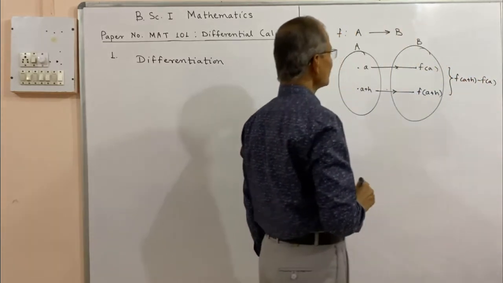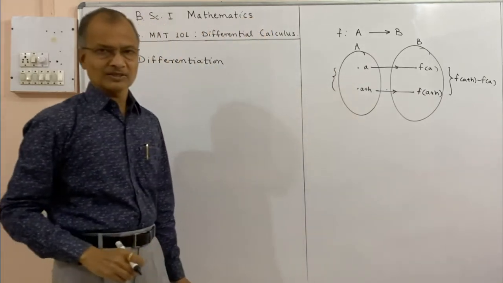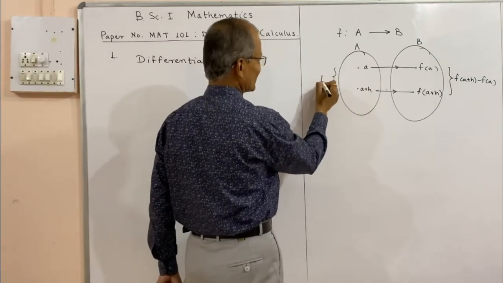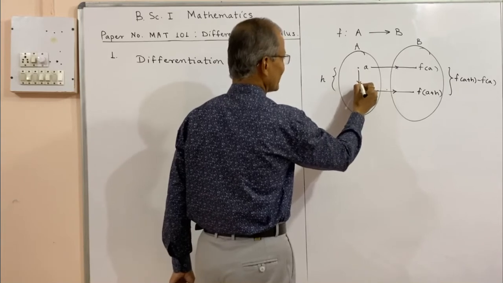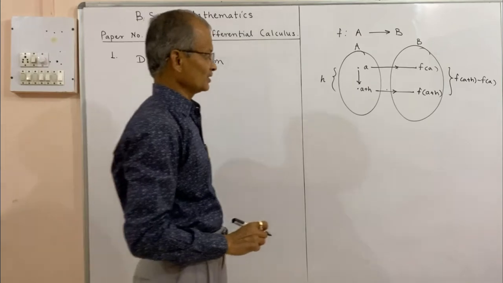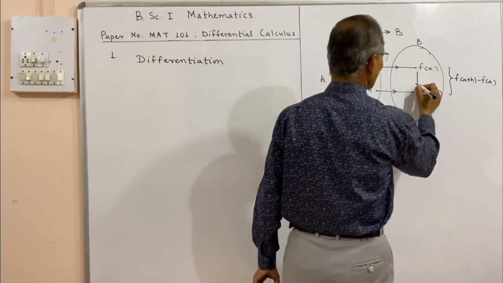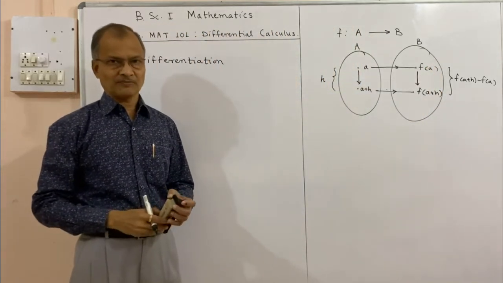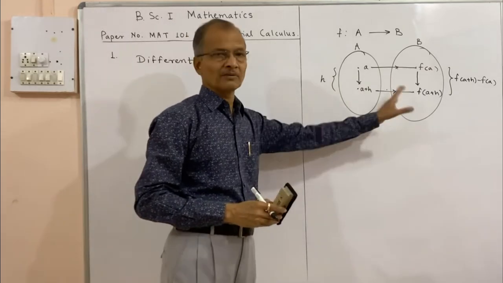And what is the difference in the values a and a plus h? That is a plus h minus a, which is h. So that means a has increment h. a changes to a plus h. And while this is the change, there is a corresponding change in function value from f of a to f of a plus h. Now we shall consider the ratio of these differences.